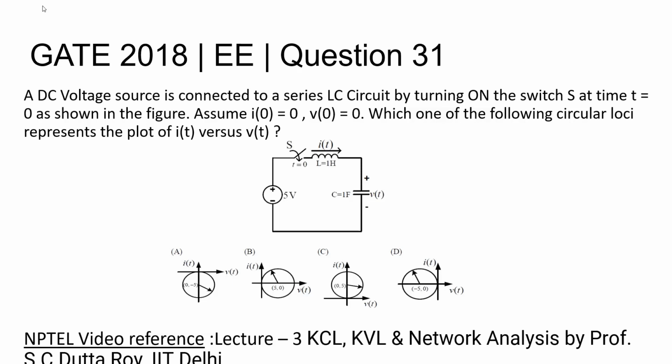4 options are given to us. We just need to know the basic concepts of Kirchhoff's laws in order to compute the values of I of t and V of t. With these values, we can easily plot the loci of this circuit.